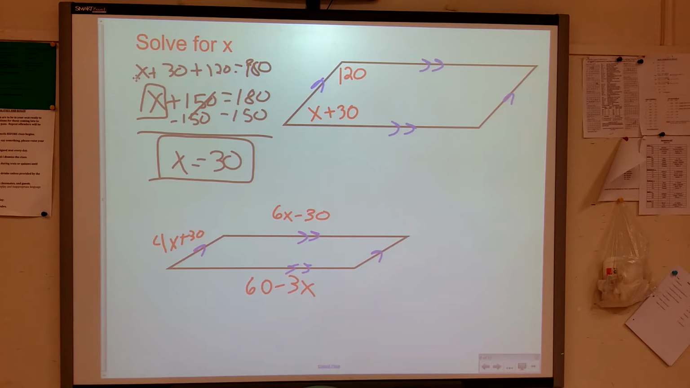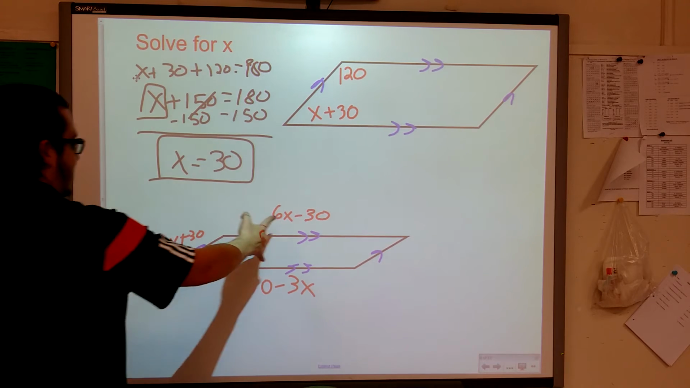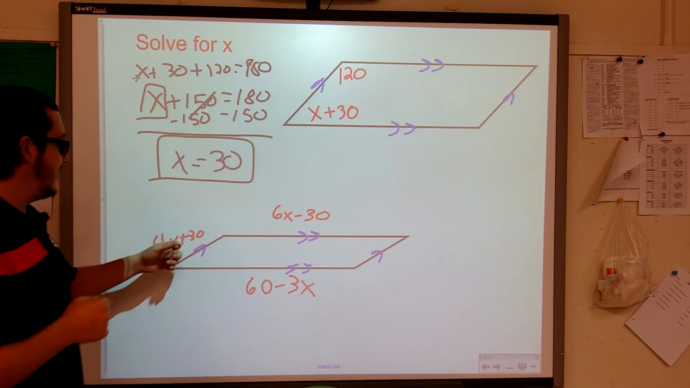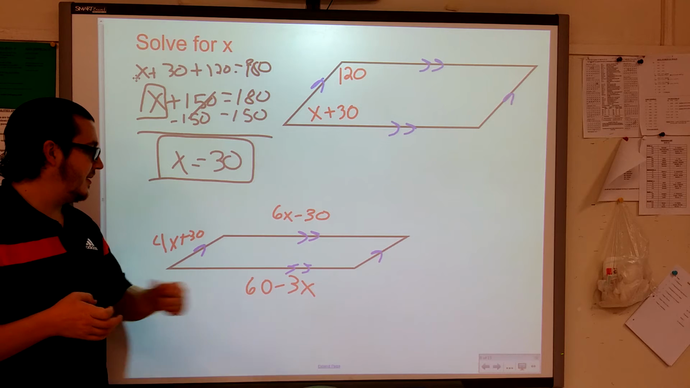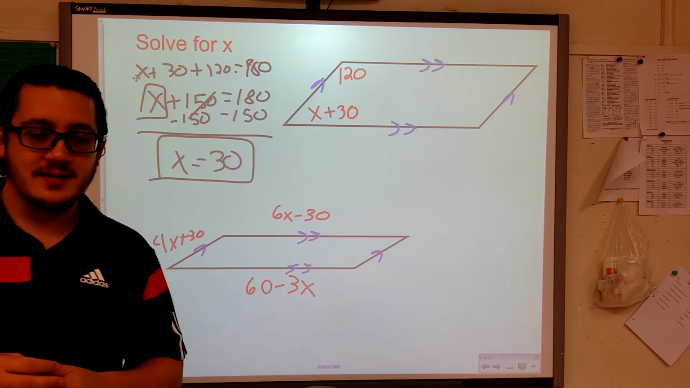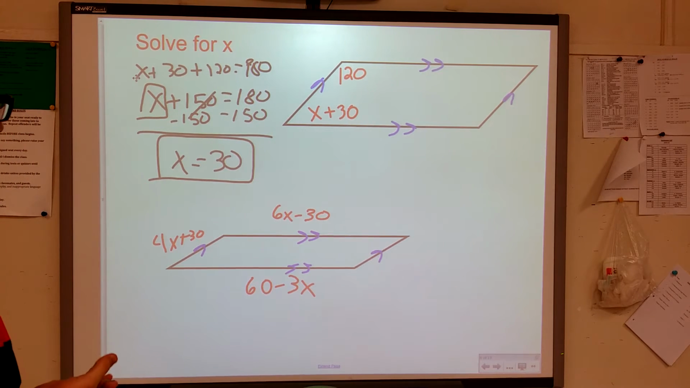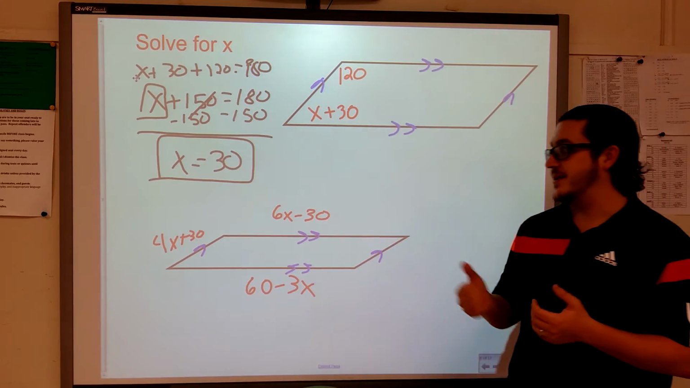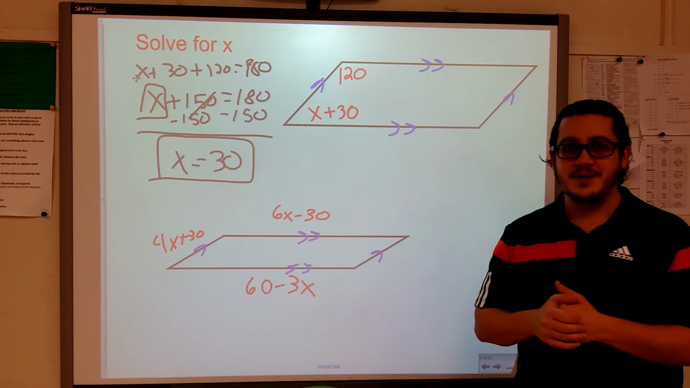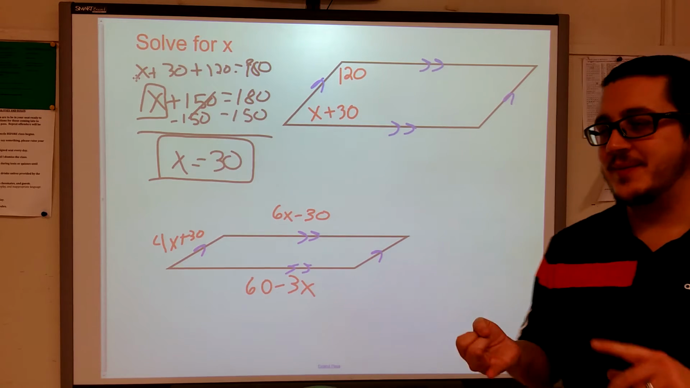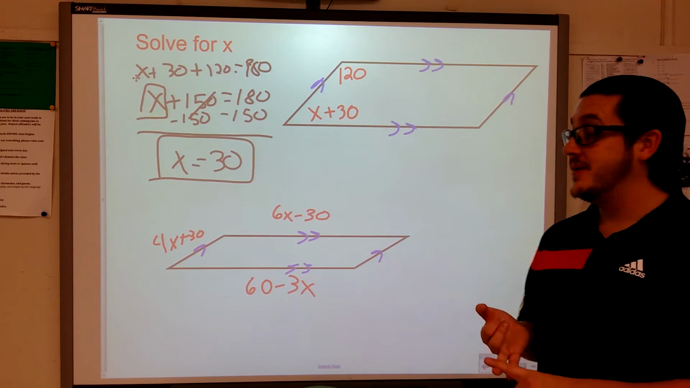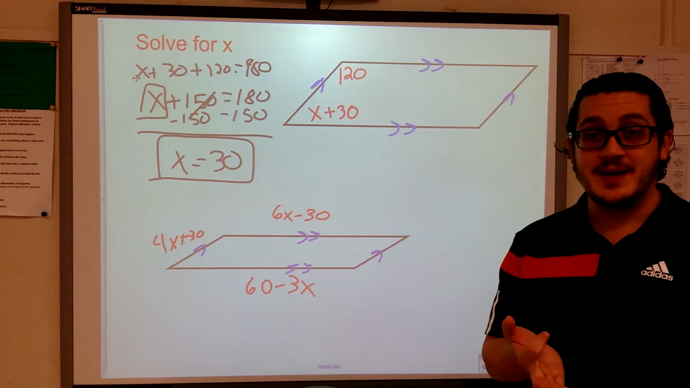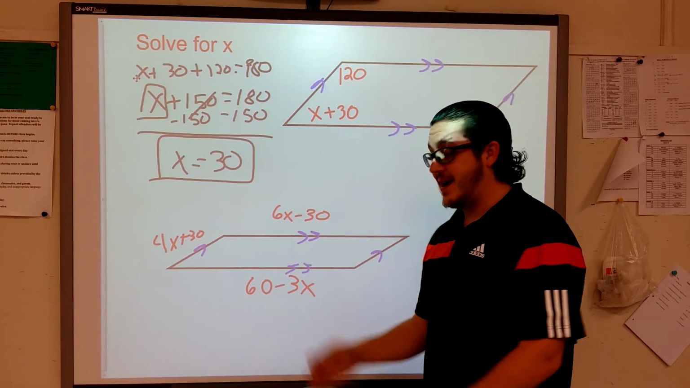Now we got this bottom problem. We're given three sets of things here. We got 6x minus 30, we got 4x plus 30, and we got 60 minus 3x. Let's think about the sides. What do we talk about with the sides? Well, we know opposite sides are parallel. We can see it's a parallelogram. It's marked as that. So we know we have a parallelogram. We know opposite sides are congruent. And we know the diagonals bisect each other. We don't have any diagonals here, so we're thinking opposite sides are congruent.